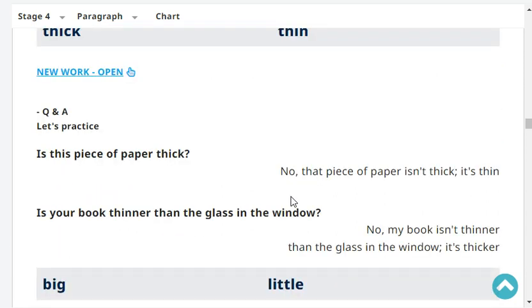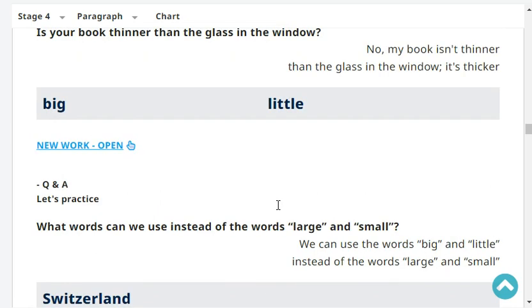Is this piece of paper thick? No, that piece of paper isn't thick. It's thin. Very good. Is your book thinner than the glass in the window? No, my book isn't thinner than the glass in the window. It's thicker. Very good.